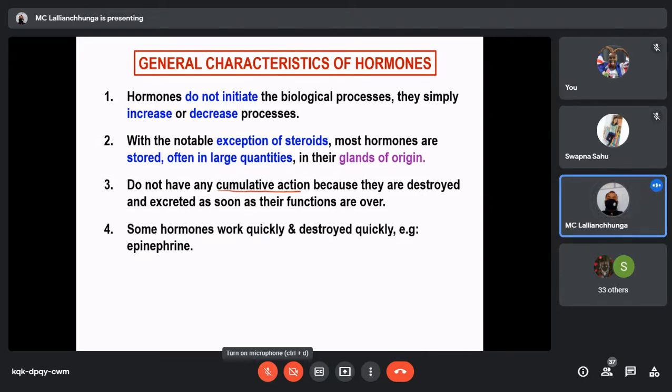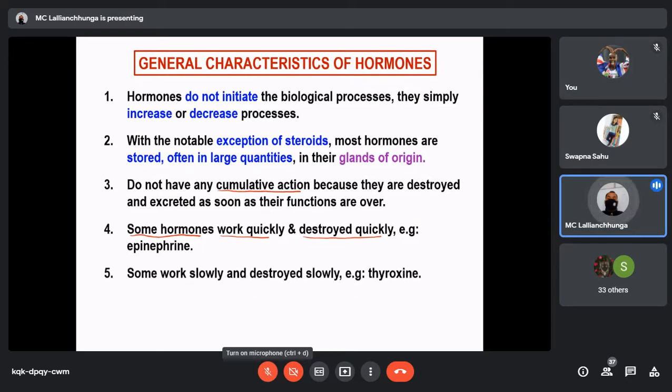Point number 4. Some hormones work quickly and are also destroyed quickly. For example, epinephrine, norepinephrine. Actually, epinephrine and norepinephrine we can also call neurotransmitters. But the adrenal gland also synthesizes epinephrine and norepinephrine, and they are released into the bloodstream, not into the synapse. That is why here we call them hormones. So some hormones work quickly and are destroyed quickly.